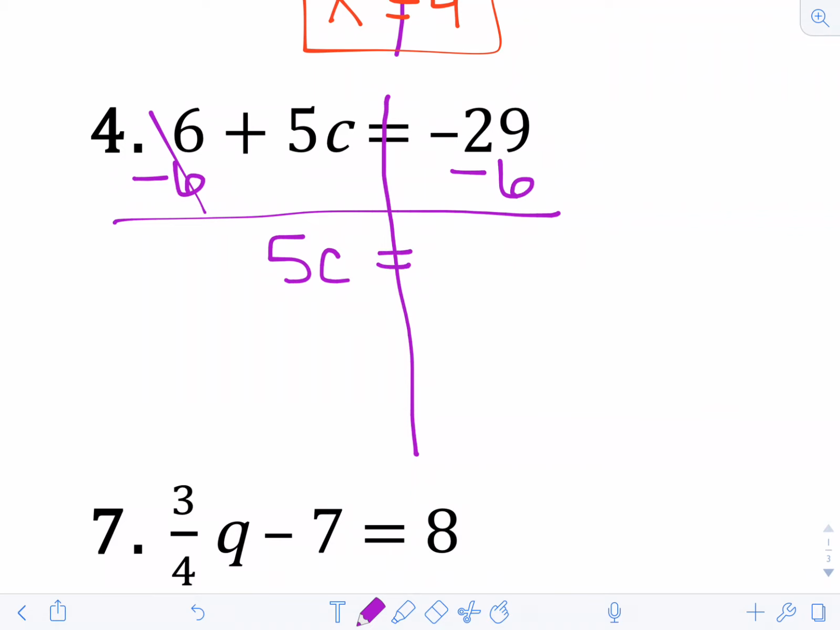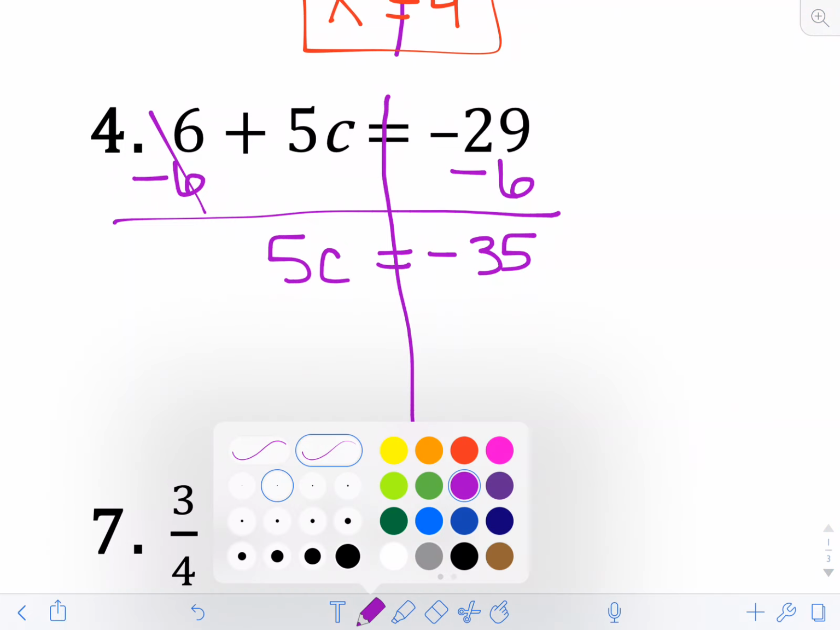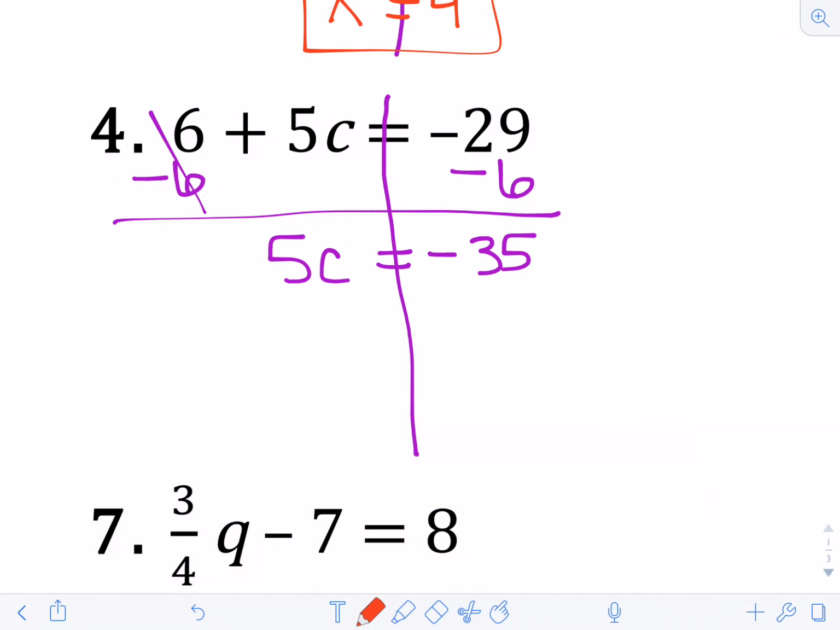And then that is going to be equal to, okay, so when you're adding negatives, you just add them together. So I have negatives. How many total do I have? Well, 29 and 6 will give me a total of 35 negatives. Okay, but I'm not done because I need this to say C is equal to some number. So to do that, again, now we're in the multiplication division part. I have to get that C completely by itself.